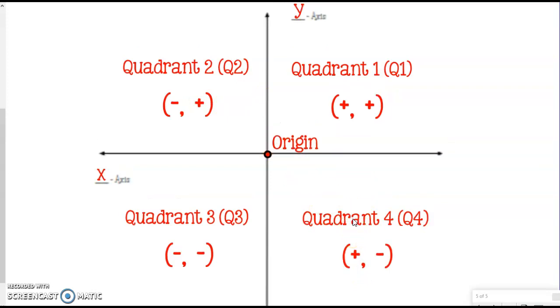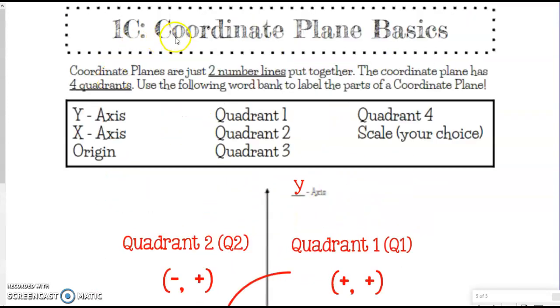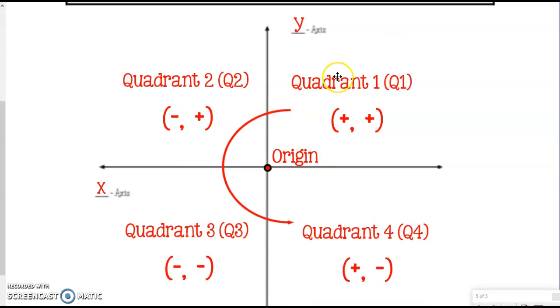Okay, a way I can remember which quadrant is which, I always think of, can I get it to show up? One moment. There we go. Sorry about that. We start in the top right, and if we make a C, that's the order they go in, and I always remember C for coordinate plane, right? So quadrants 1, 2, 3, 4 make that C.